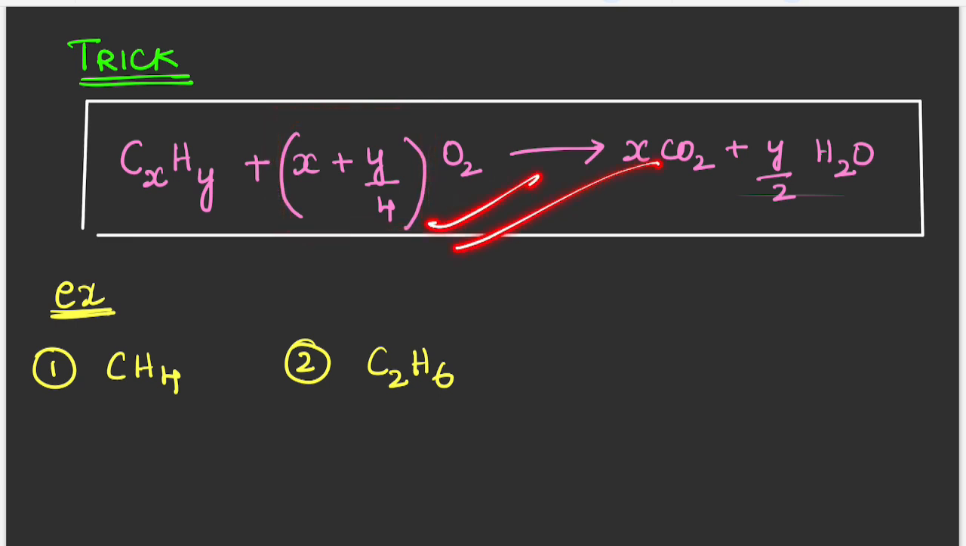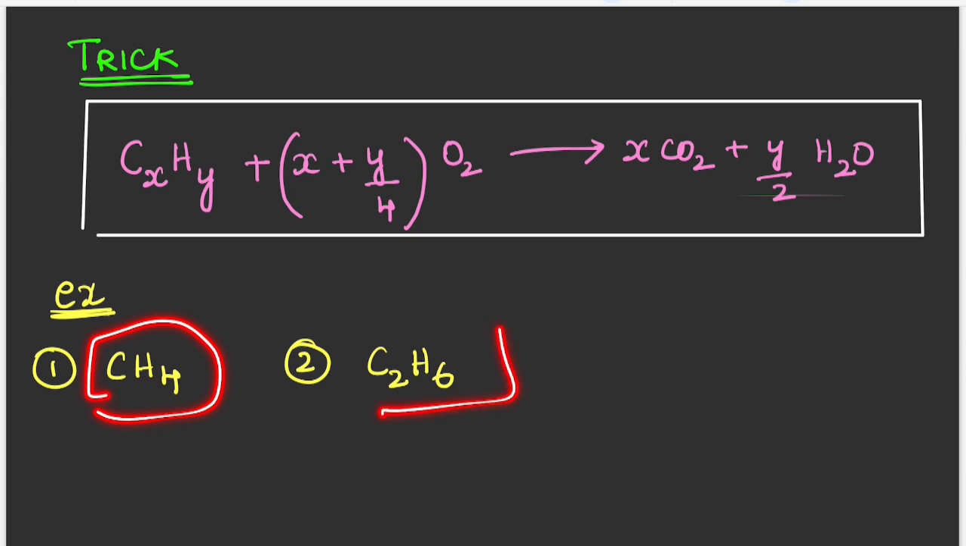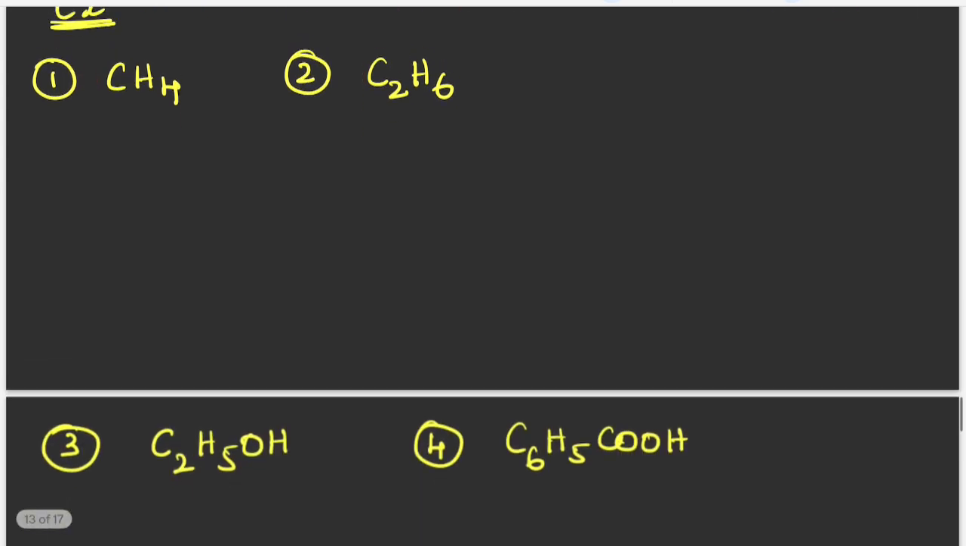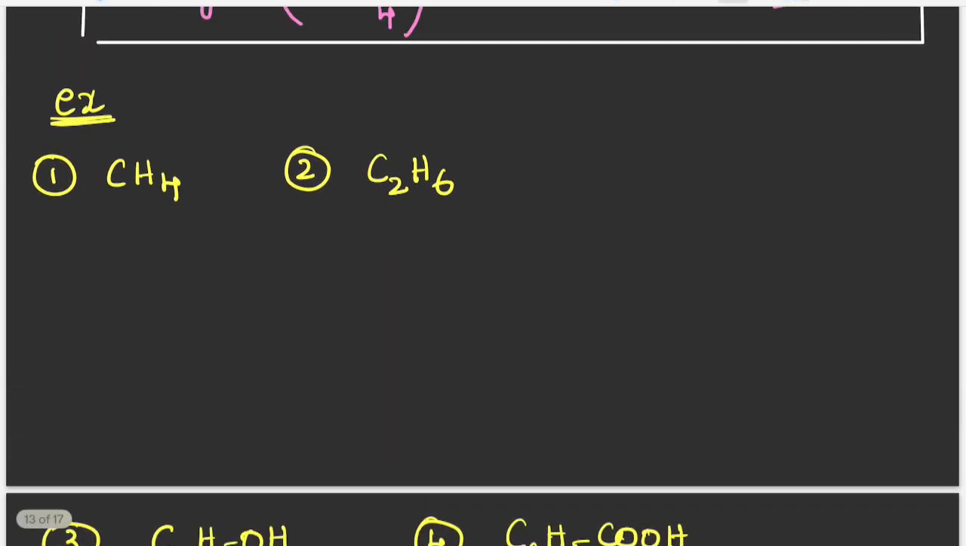So let us use this trick to balance these hydrocarbons. First we will take methane, CH4. Combustion means you are going to heat in excess of air or oxygen. What is the product you are going to get? Carbon dioxide and water will be the product.